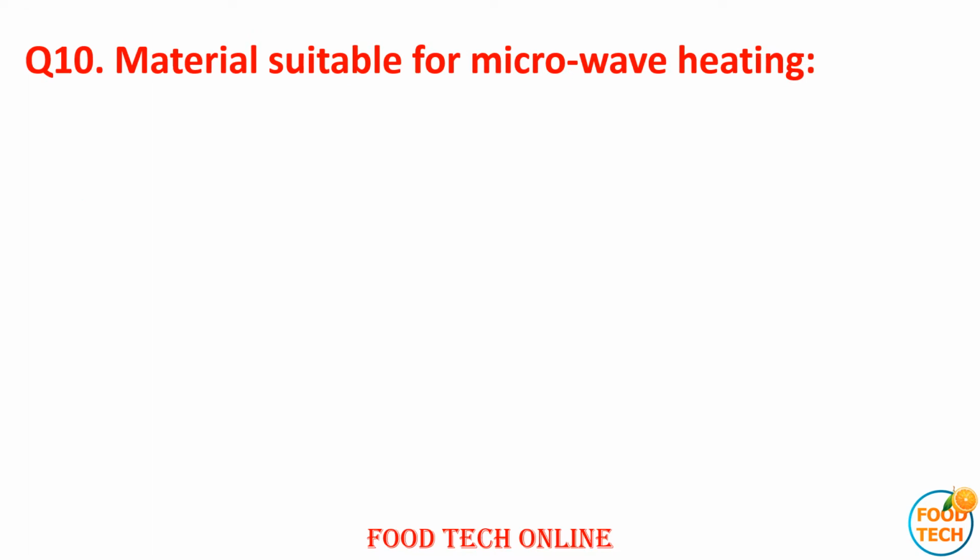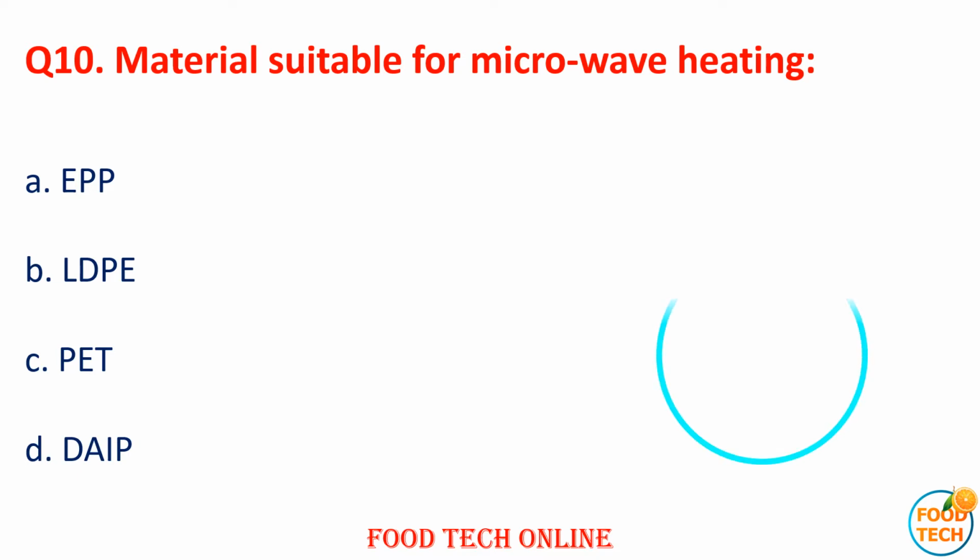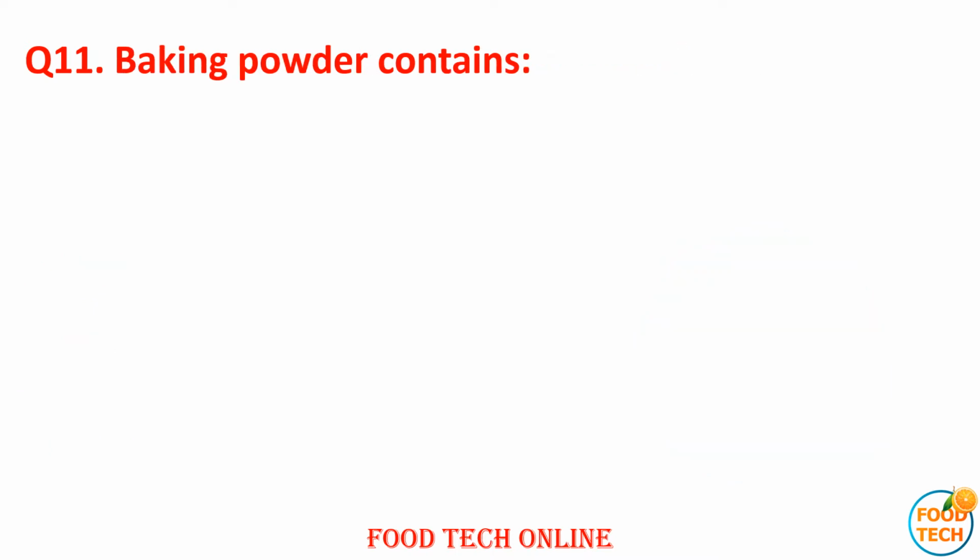Question 10. Material suitable for microwave heating: A. EPP. B. LDP. C. PET. D. DAIP. Answer C. PET.